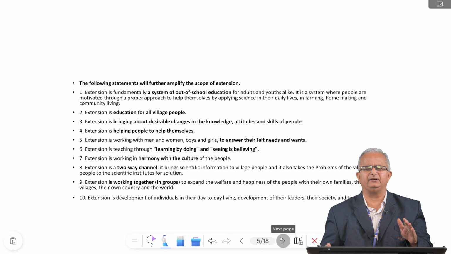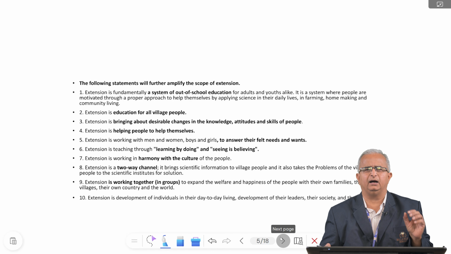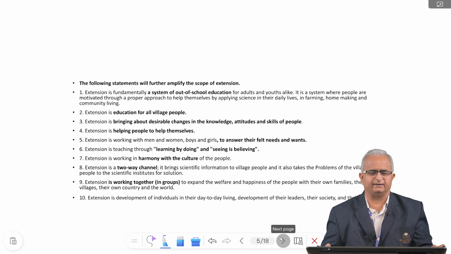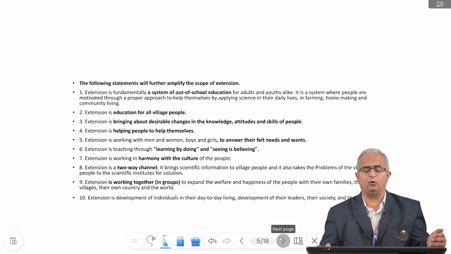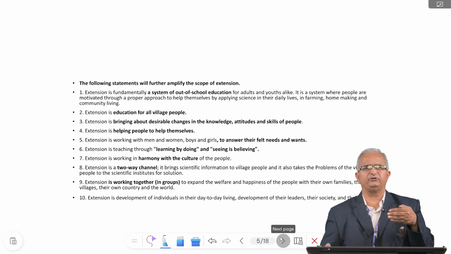All the village people means everybody in the villages, whoever they may be: the old farmers or the young farmers, the youth, the children, the women, or the agricultural laborers. For all of them, extension education stands. It is for bringing about desirable changes in their knowledge, attitude, and skill sets. We want to improve their knowledge.